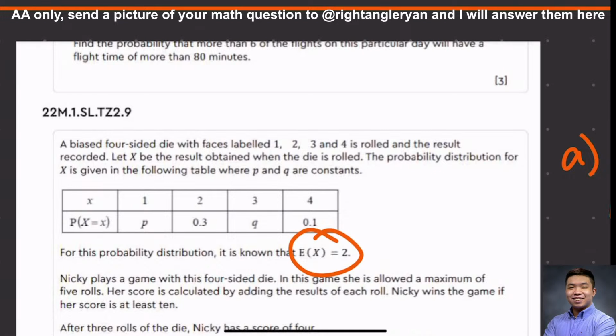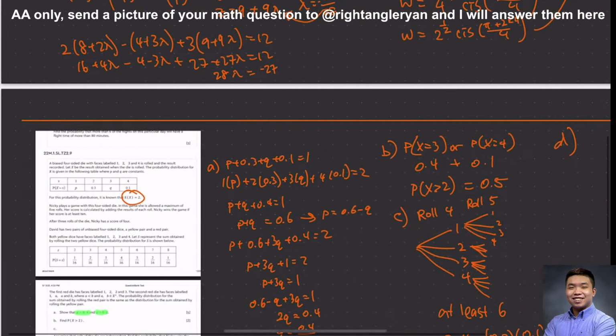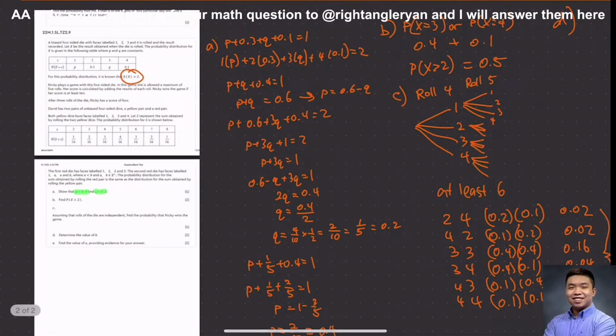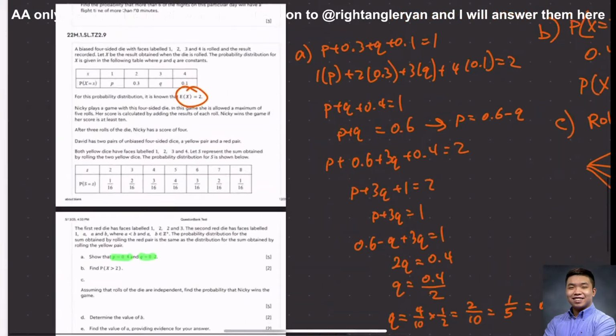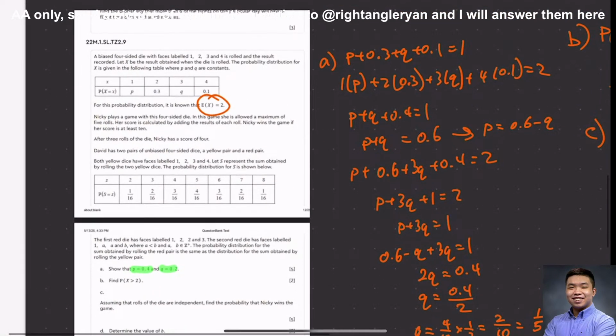Question number 9. Did I get P and Q correct, 0.4 and 0.2? And then the probability of X bigger than 2 is 0.3. What? I got that part wrong. How did they get 0.3? Q is, oh, I'm trolling.